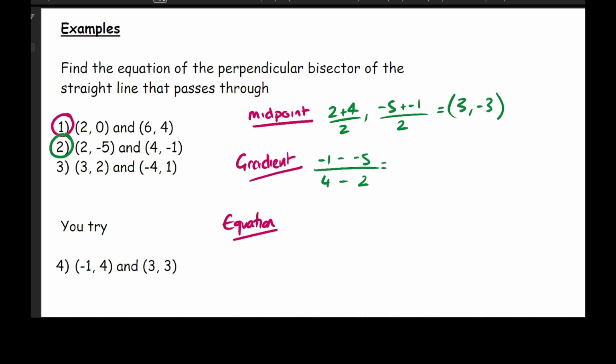So here that's going to turn it to a plus. So I'm going to end up with 4 over 2, and that gives me an answer of 2. So therefore, my m value of the perpendicular bisector is going to be minus a half. So then using this coordinate and this gradient, I can then work out what the equation is going to be. So it's going to be y plus 3 equals minus a half x plus minus 3.